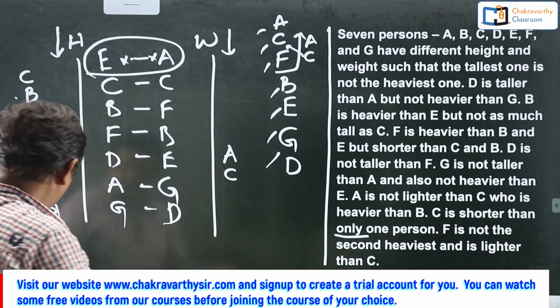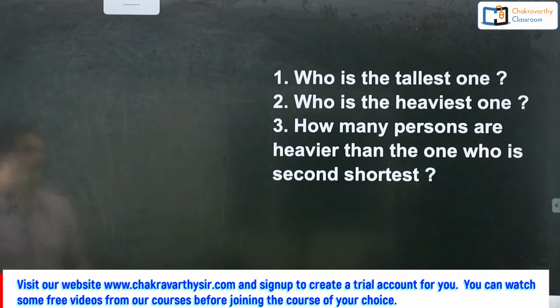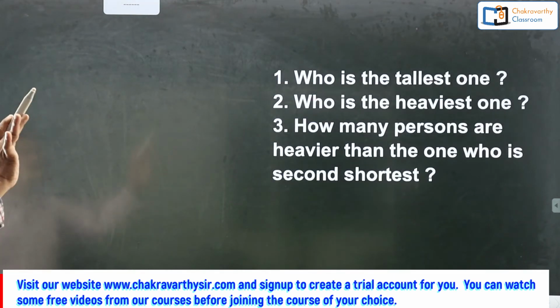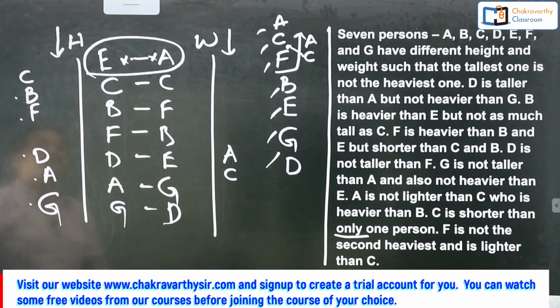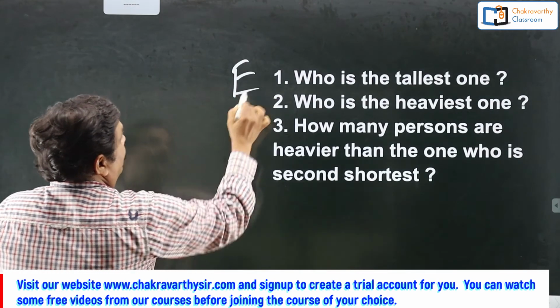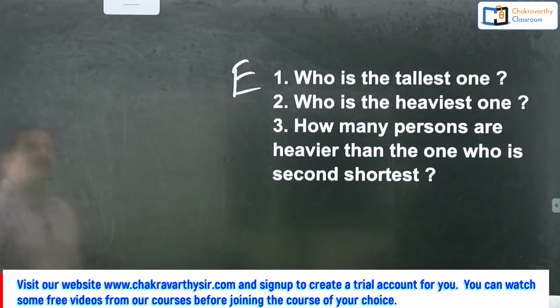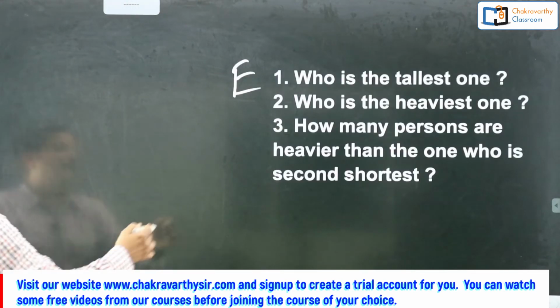And they have given some questions also. Let's go for the questions, students. These are the questions. Who is the tallest one? You can do simply here. Who is the tallest one here? The tallest one is E. E is the right answer. Okay. Next one is who is the heaviest one? They have asked. Heaviest one is A, the right one.